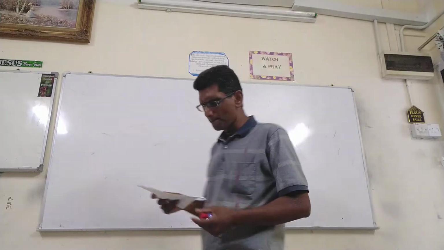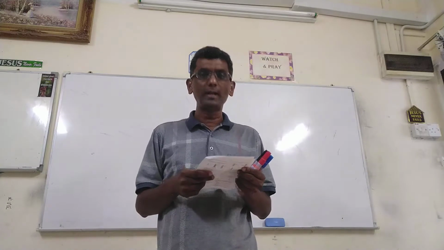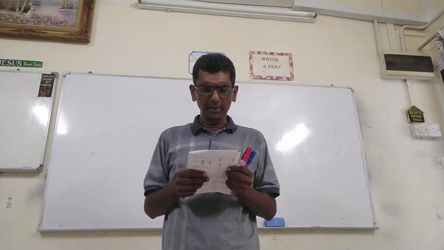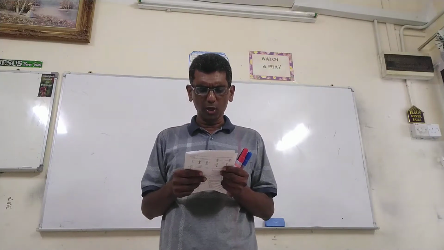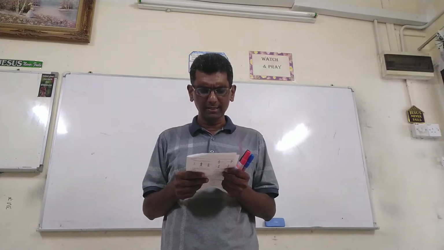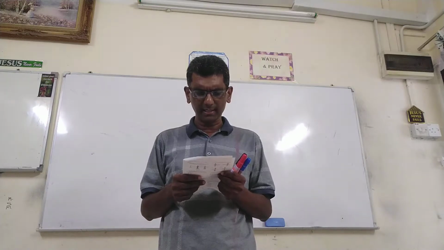Question number 1. If an object is placed 20 cm from the convex lens, the image formed is of the same size as the object. If the object is now placed 8 cm in front of the lens, state the characteristic of the image.